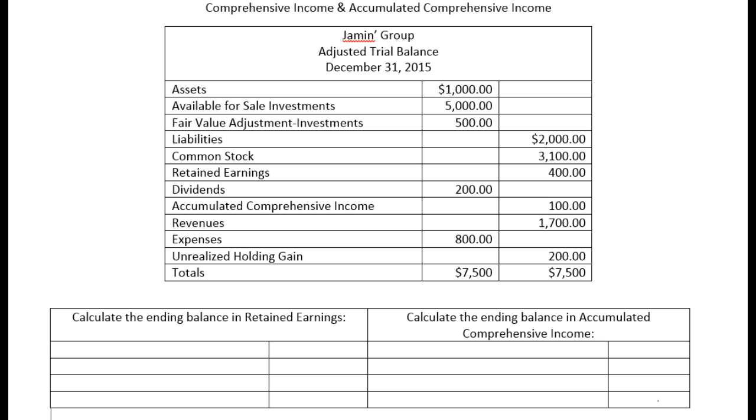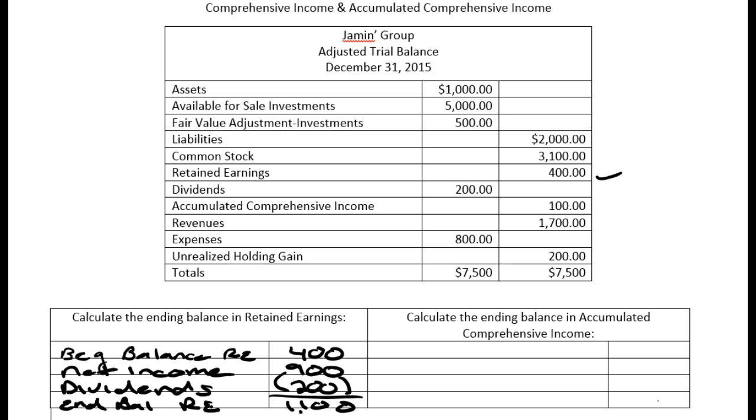So let's continue our example of Jamin Corporation by examining what retained earnings looks like at the end of the period and what accumulated comprehensive income looks like. So how about you put me on hold and calculate a very simple retained earnings statement for Jamin Corporation as of December 31st. So our beginning balance in retained earnings was $400. We brought forward net income from our prior slide in the amount of $900. Subtract the current period's dividends of $200, and our ending balance in retained earnings is $1,100.